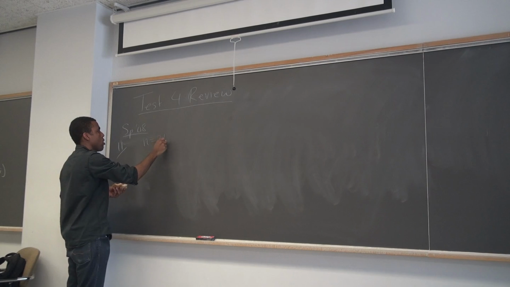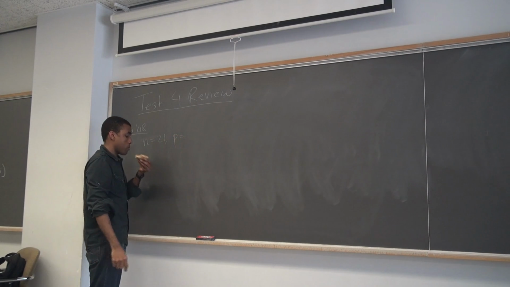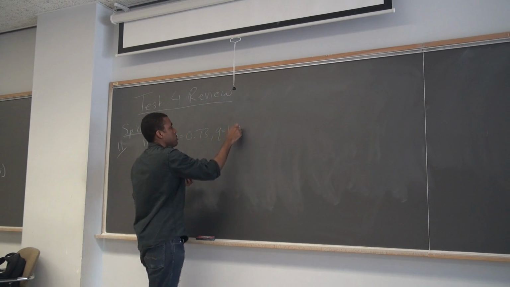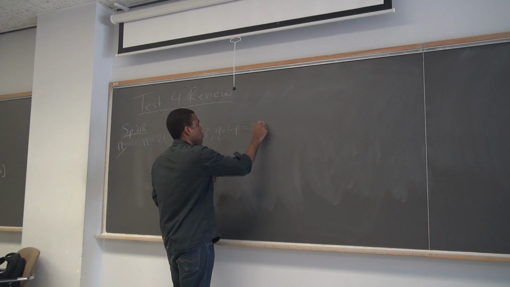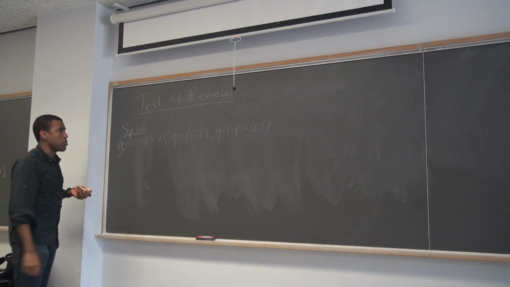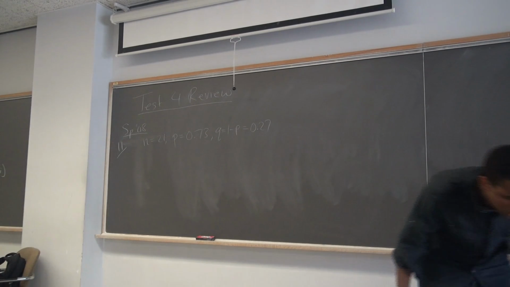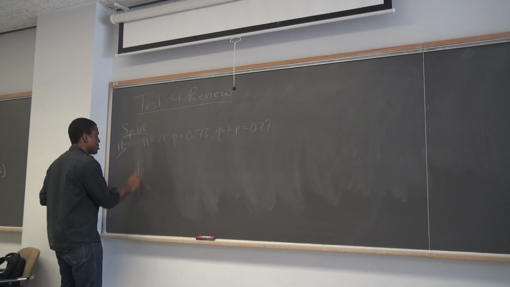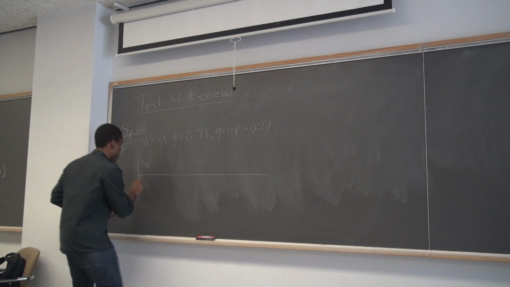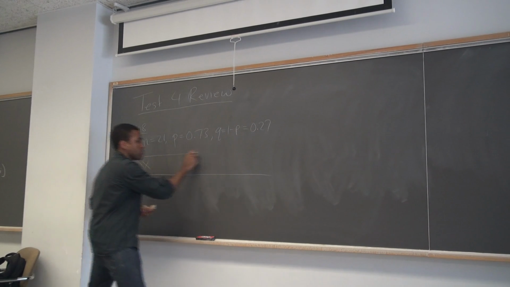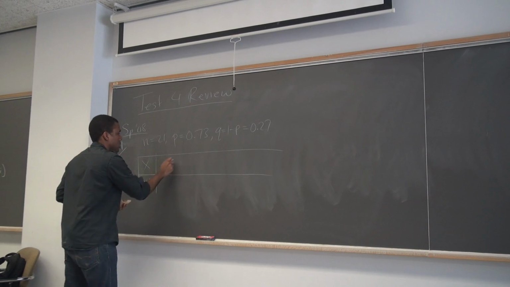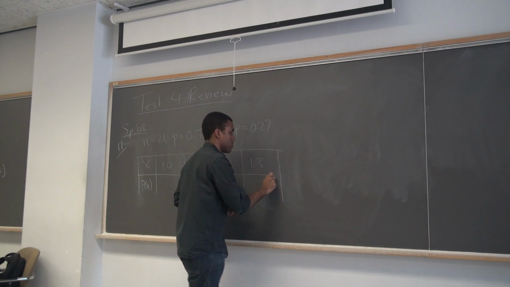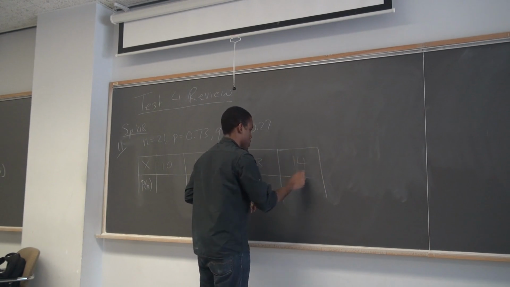So here, n equals 21. P would be equal to what? 0.73. Which means Q is equal to 1 minus P, which is 0.27. Now it asks for the probability distribution of 10 to 14. So you're going to have x, P of x, 10, 11, 12, 13, 14.